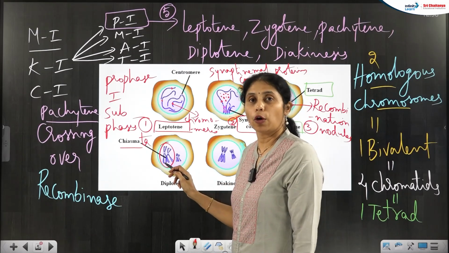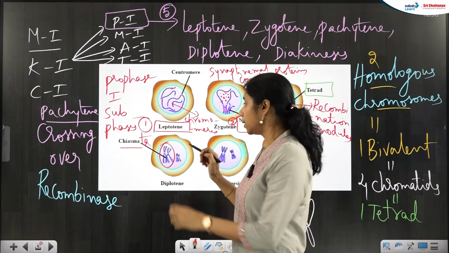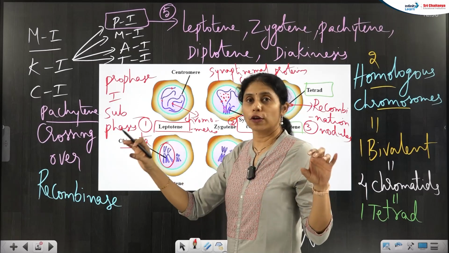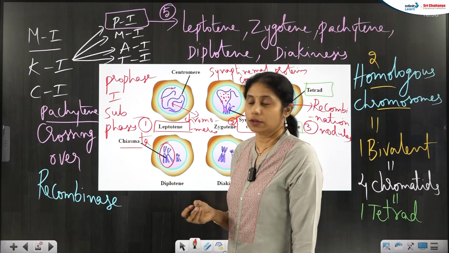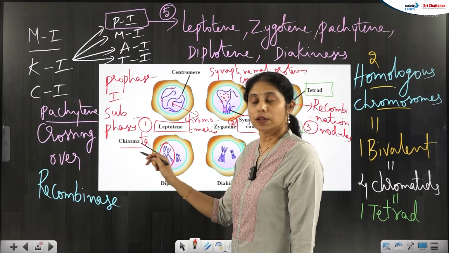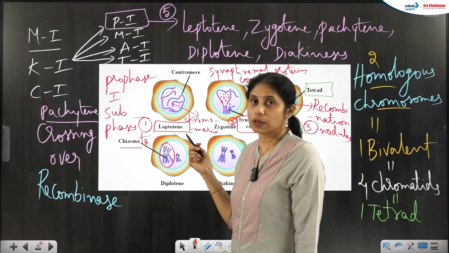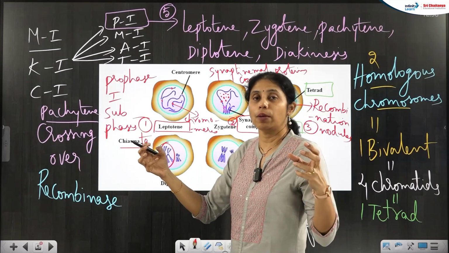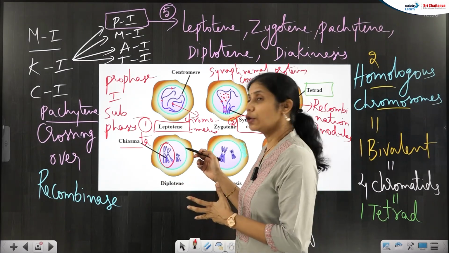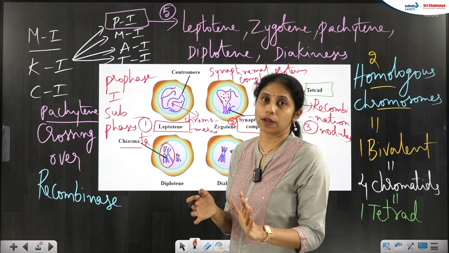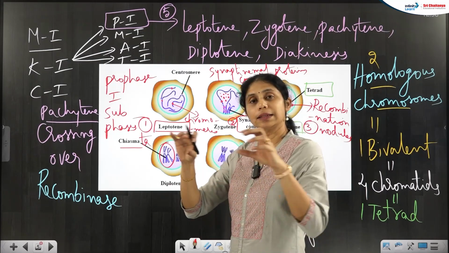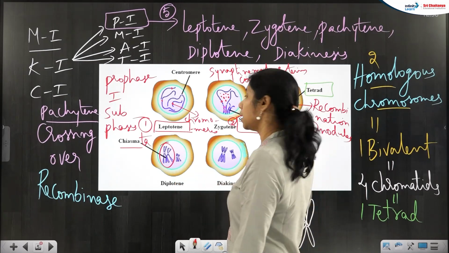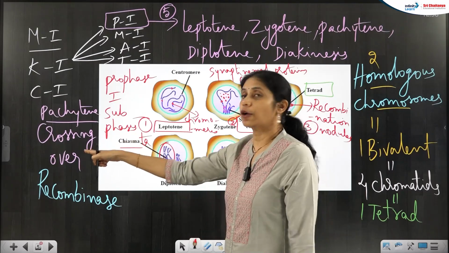Dissolution of synaptonemal complex proteins occurs here, and that leads to the separation of homologous chromosomes of each bivalent. This chromosome will try to separate this way and this chromosome will try to separate this way. They will start separating away from each other due to the dissolution of synaptonemal complex proteins. While they are separating, they are still linked at the points of crossing over.